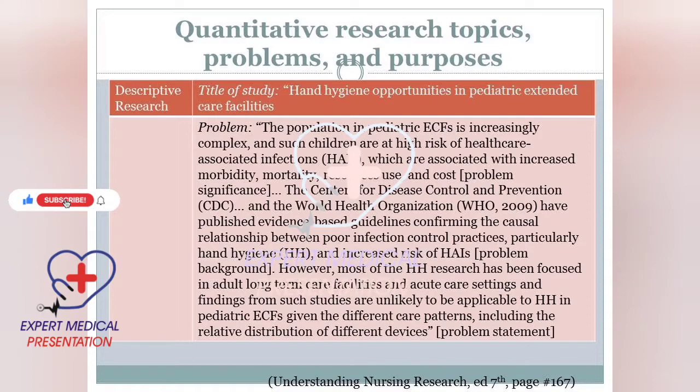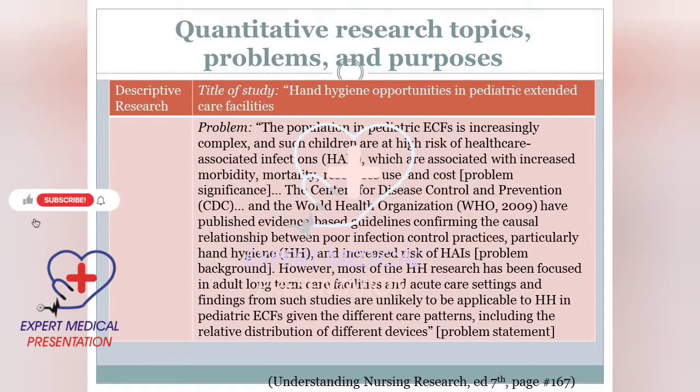Problem: the population in pediatric ECFs is increasingly complex, and such children are at high risk of healthcare-associated infections, HAIs, which are associated with increased morbidity, mortality, resource use, and cost. Problem significance: the Centers for Disease Control and Prevention, CDC, and the World Health Organization, WHO, 2009, have published evidence-based guidelines confirming the causal relationship between poor infection control practices, particularly hand hygiene, HH, and increased risk of HAIs.